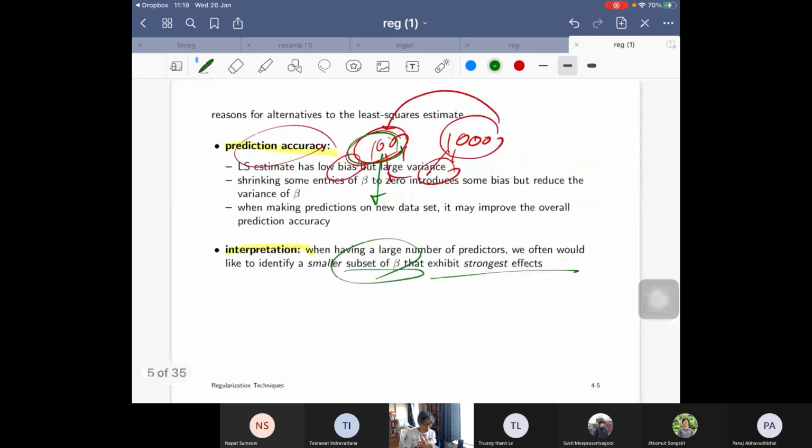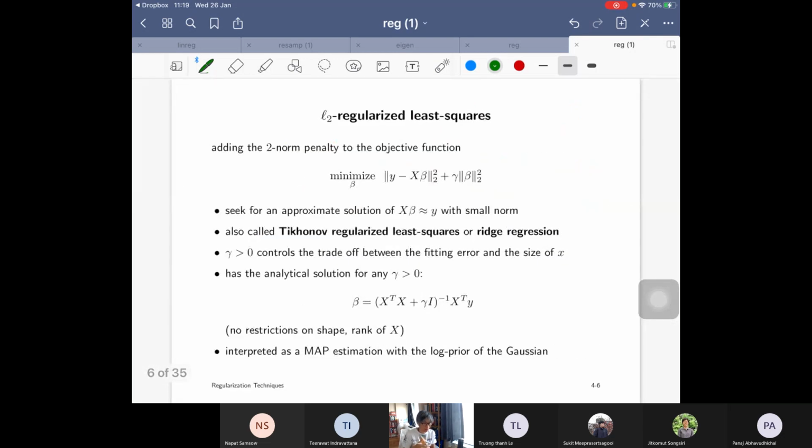Now we're going to talk about the first one, which is simpler to understand: L2 regularization least squares. The problem statement is that, in addition to the conventional least squares cost objective, we add a penalty term that is the 2-norm of beta squared, and we have this coefficient gamma. Gamma is a non-negative parameter designed and given by the user.